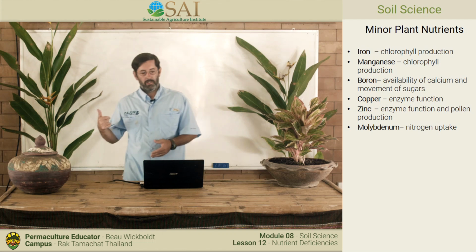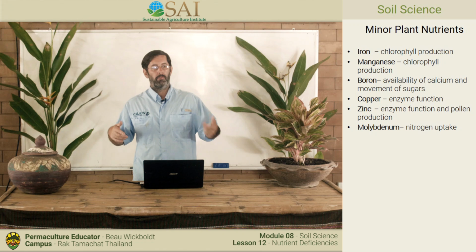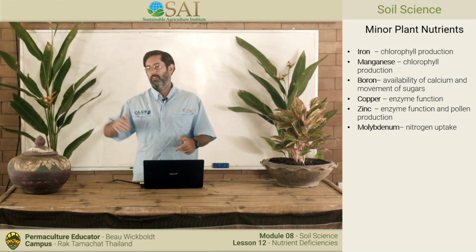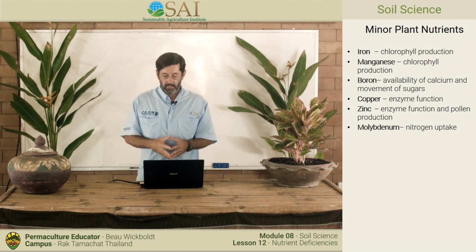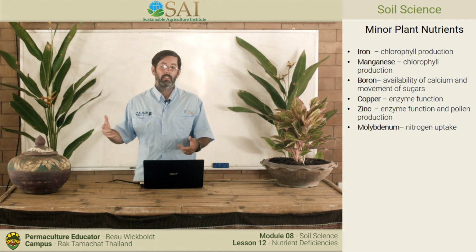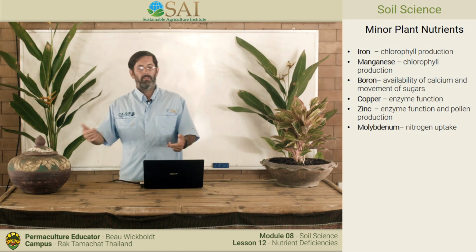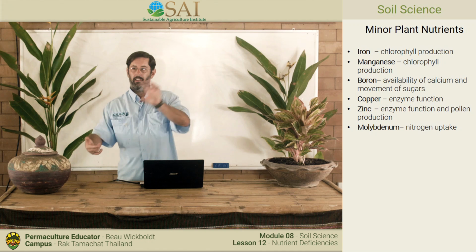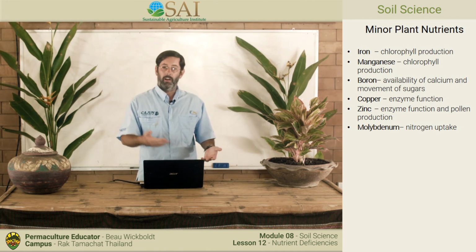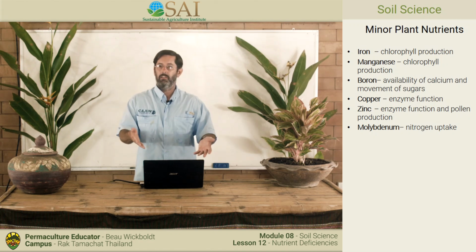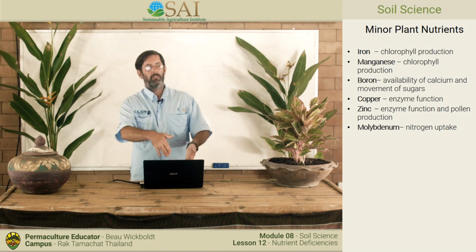Iron is chlorophyll production, magnesium chlorophyll. Boron is the availability of calcium. So if I have a boron deficiency, then I can have a calcium deficiency, and the calcium deficiency can pull up again to one of the big boys. Zinc is enzyme functions and or pollen, so it won't pollinate, so it doesn't germinate correctly. Molybdenum is nitrogen uptake. So if I have a molybdenum deficiency, I can't take up the nitrogen even if it's present. So my plant might not be growing well, and my test says I have a lot of nitrogen. I keep putting lots of greens into my compost. What's the problem? Maybe you have a minor nutrient deficiency, okay?